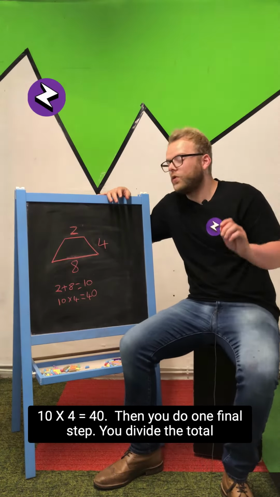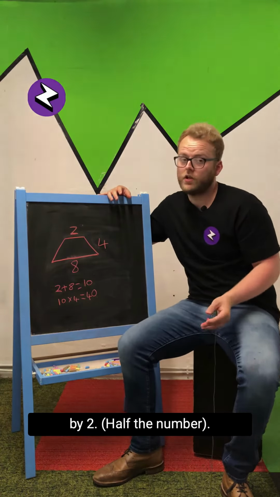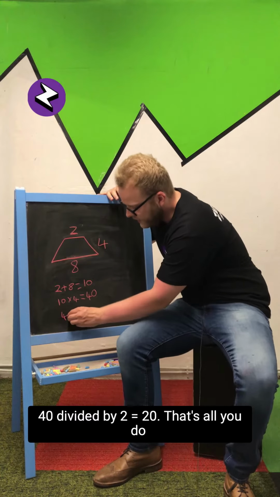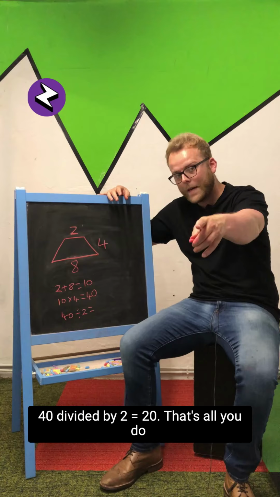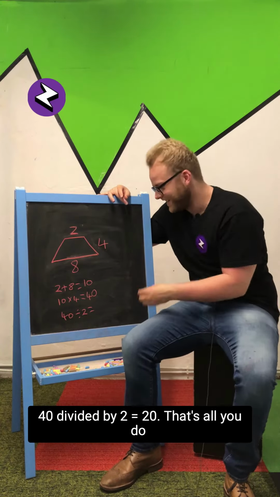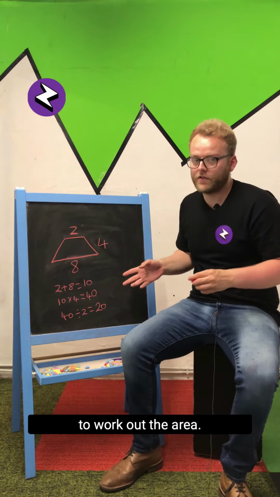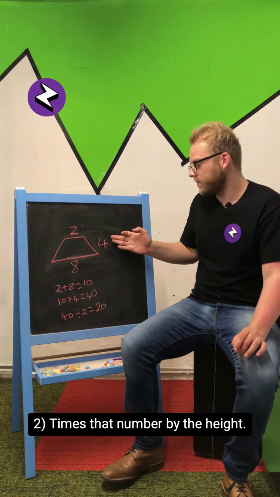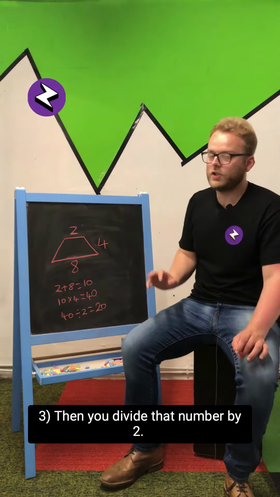And then we do one final step. We divide the total by 2, so we half it, okay? So you go 40 divided by 2, and that equals, yes, ding ding ding, that equals 20. And that's all you do to work out the area. So you add the bases, the widths, times it by the height, and then you divide that number by 2, and that is your area.